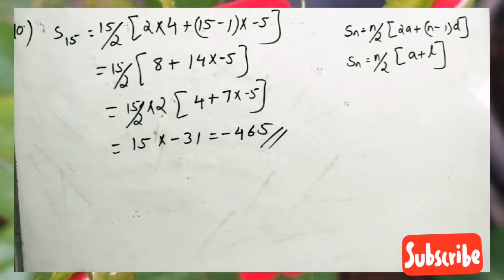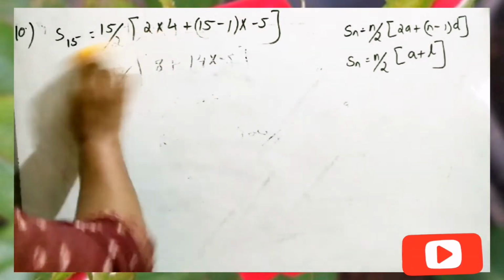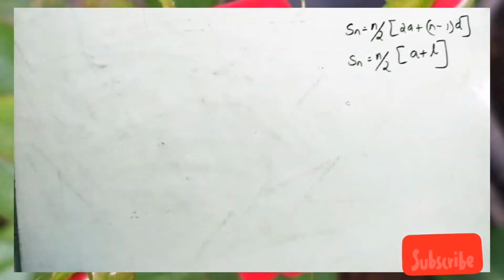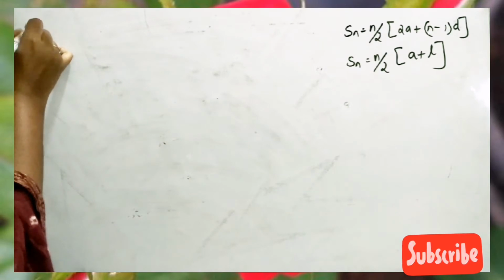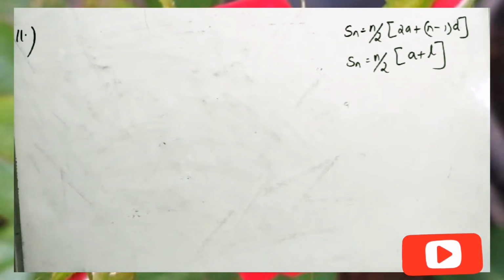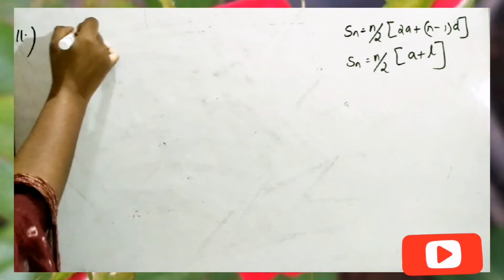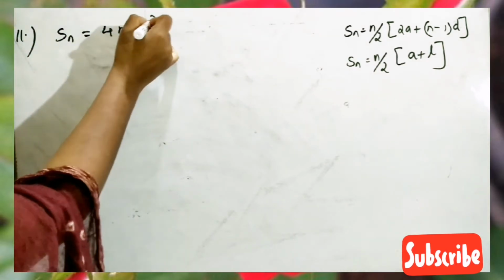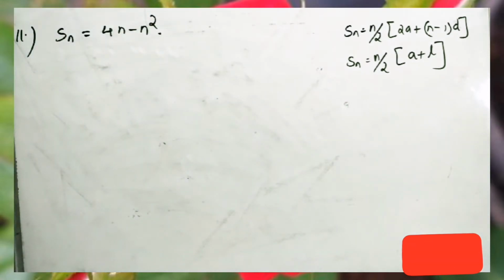Now 11th question. If the sum of first n terms of an AP, that is Sn, is equal to 4n minus n square, what is the first term? What is the sum of first two terms? What is the second term? Similarly, find the third, the 10th and the nth terms. So Sn is given. First we are going to find out the first term.